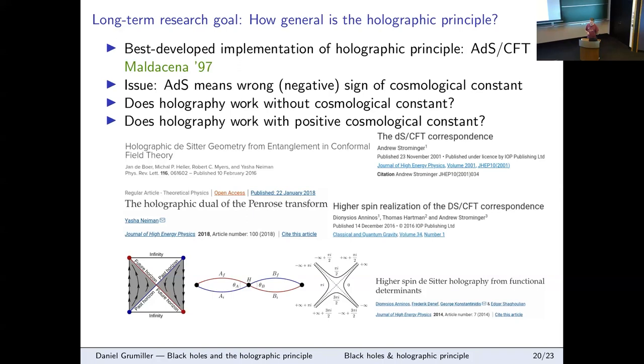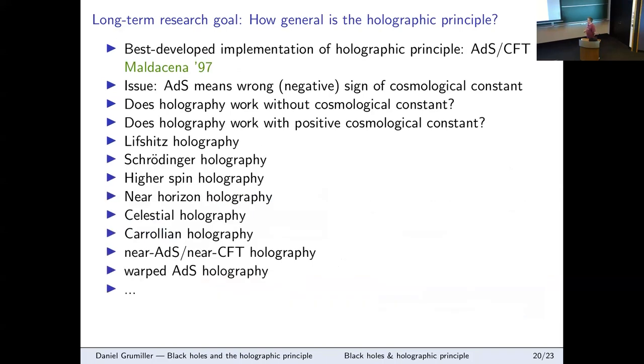Besides these two questions, there are numerous others, which I just mention here briefly. You could study Lifshitz holography, Schrödinger holography, higher spin holography, near-horizon holography, celestial holography, Carrollian holography, near-AdS, near-CFT holography, warped AdS holography, et cetera, et cetera. As you can see, there are numerous research avenues when breaking down this big long-term question, how general is the holographic principle, into sharper and more manageable and also more precise questions, which you, in some cases, can then address.